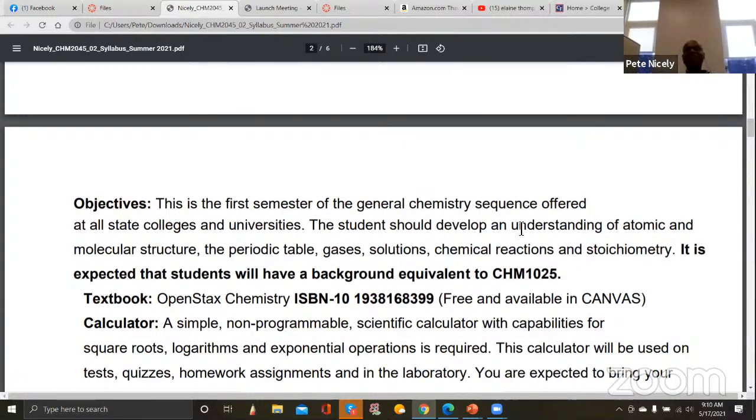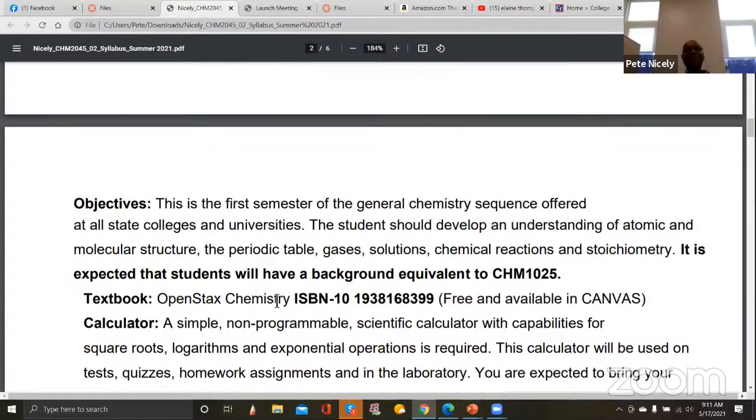In this course, the students should develop an understanding of atomic and molecular structure, the periodic table, gaseous solutions, chemical reactions, and stoichiometry. It is expected that the students will have a background equivalent to, of course, the introductory chemistry. The textbook for this course is one that is totally free and available in Canvas.